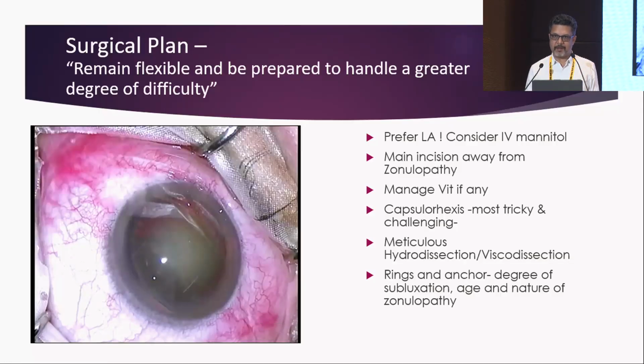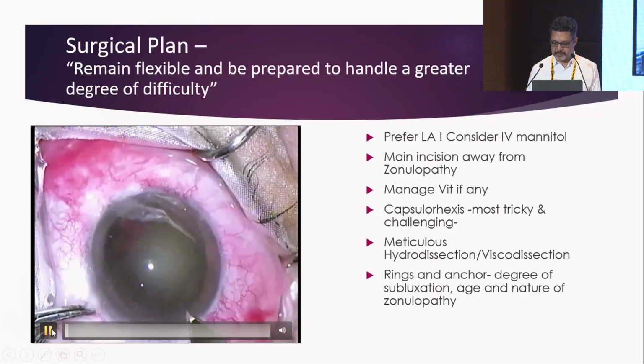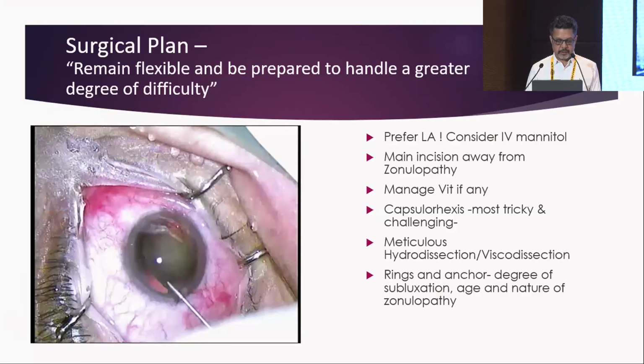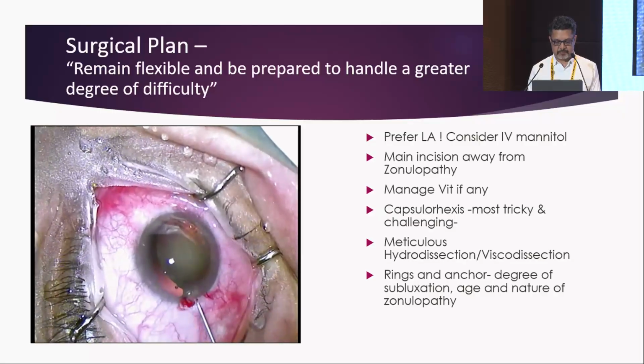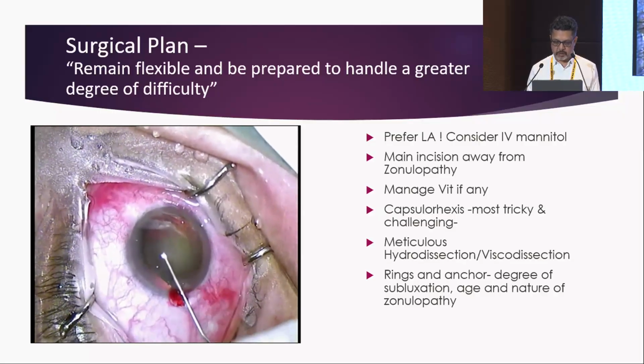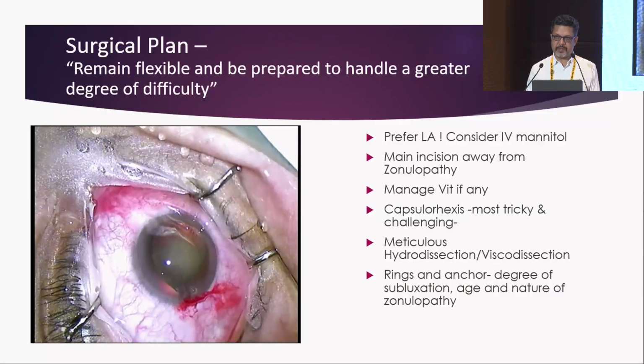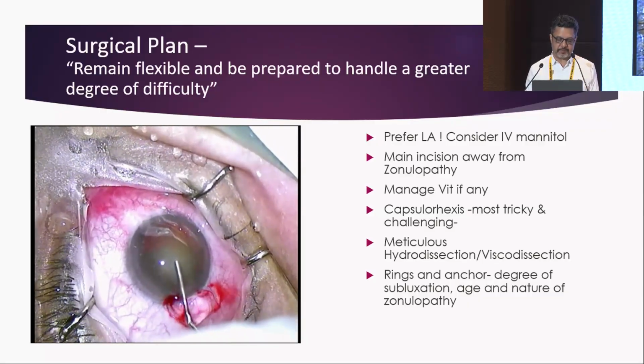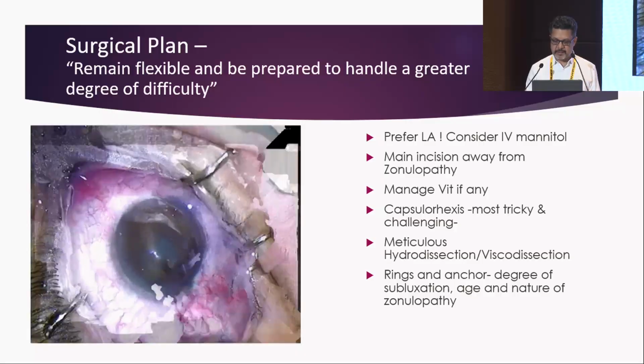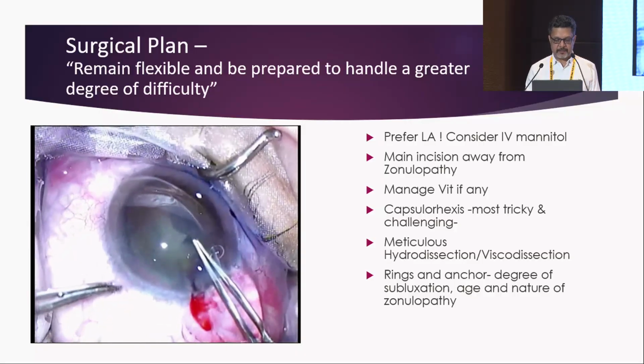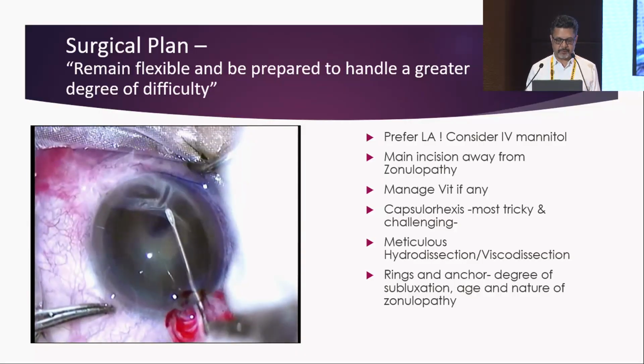So if you have a clear-cut obvious subluxation, you can plan the surgery, prefer local anesthesia, you can use IV mannitol. The main incision should be away from the area of zonulopathy. The first thing is that if there is any vitreous, manage the vitreous properly by doing a bimanual anterior vitrectomy. Here we first seal the subluxated area with high molecular viscoelastics, and do the capsulorhexis under viscoelastics. It will stain properly and it will prevent the staining of the vitreous, and try to achieve at least a 5.5 millimeter rhexis.